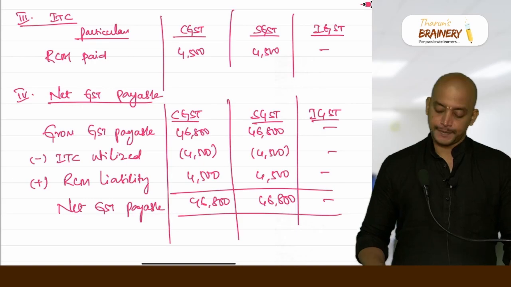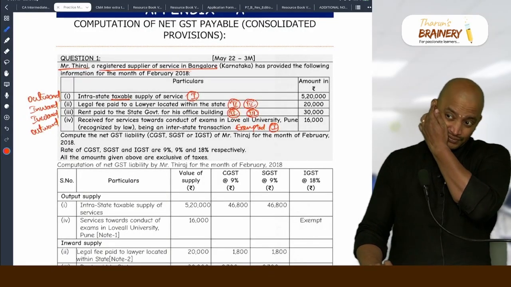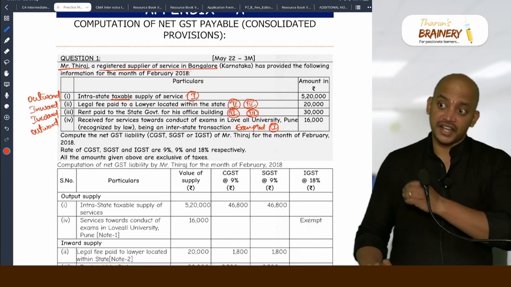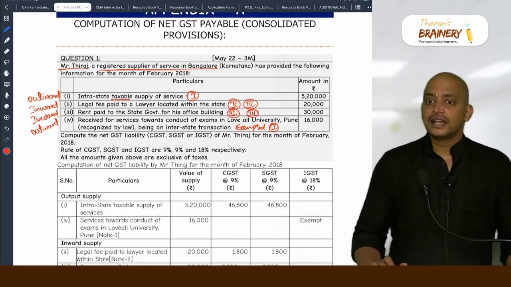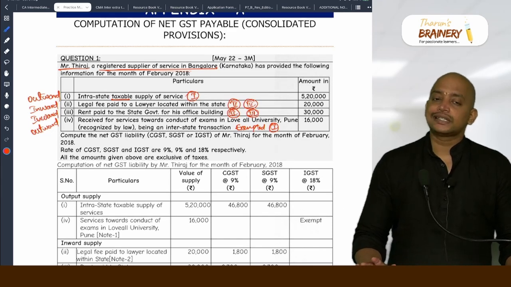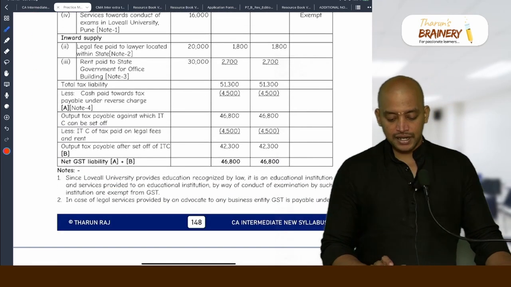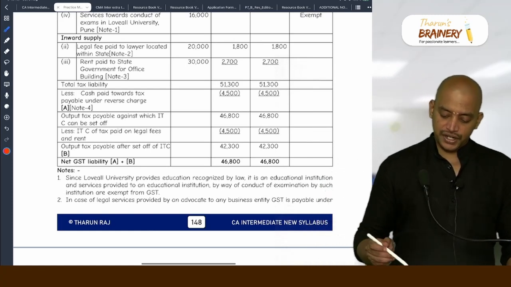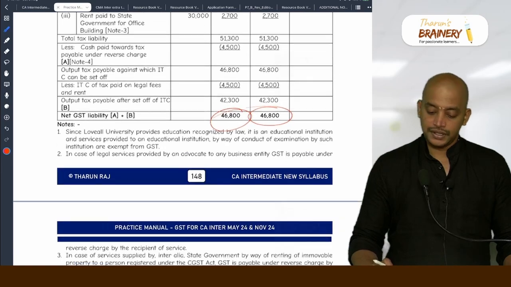Clear? RCM liability we are paying and we are adjusting, but all these things happen parallelly in the same month. Okay, in the same month it will happen. That's why we will get the answer as 46,800 and 46,800. Understood?